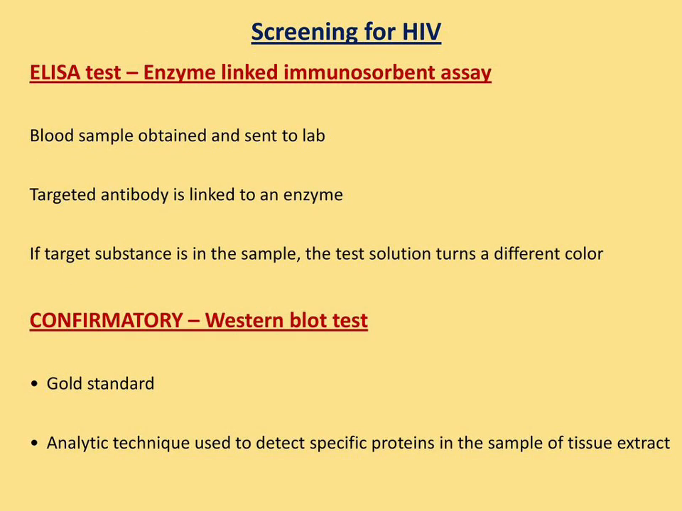Screening for HIV is done by the ELISA test, enzyme-linked immunosorbent assay. Blood samples are obtained and sent to the lab, with targeted antibodies linked to an enzyme. If the target substance is in the sample, the test solution turns a different color. The confirmatory test is the Western blot test, the gold standard, an analytical technique used to detect a specific protein in a sample of tissue extract.